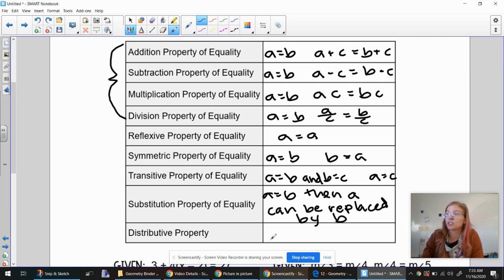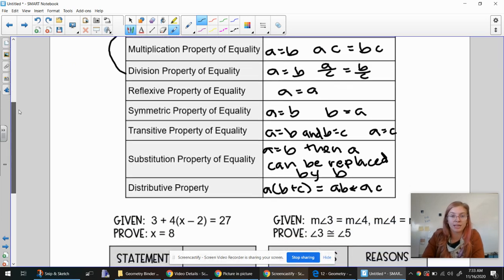Last but not least, we have the distributive property. So A times (B plus C) equals A times B plus A times C. These are all the properties that we are going to use to help us prove algebraic statements.